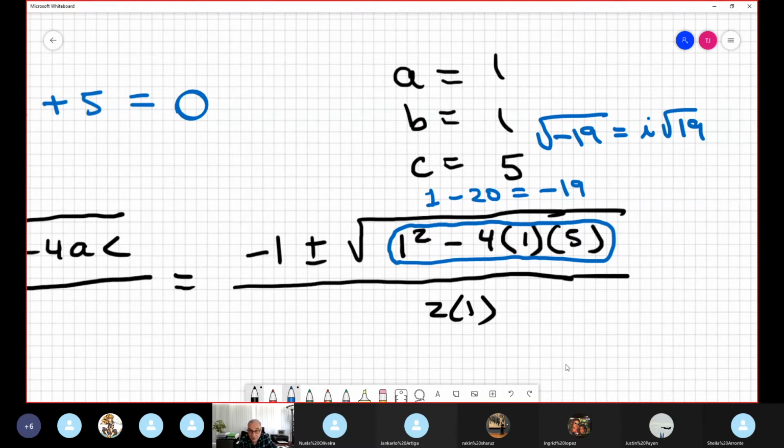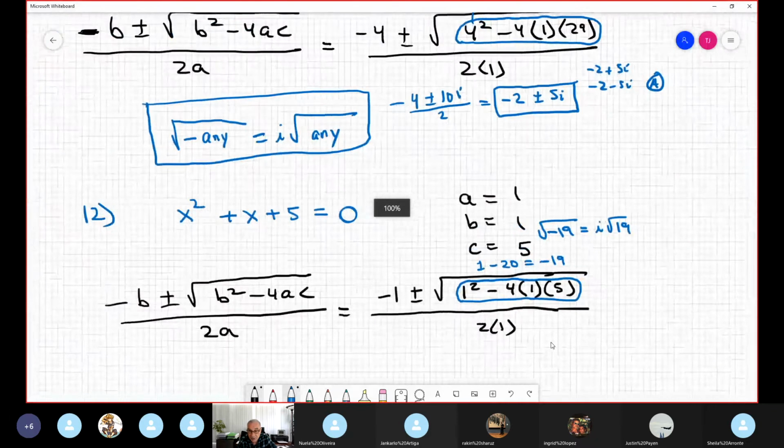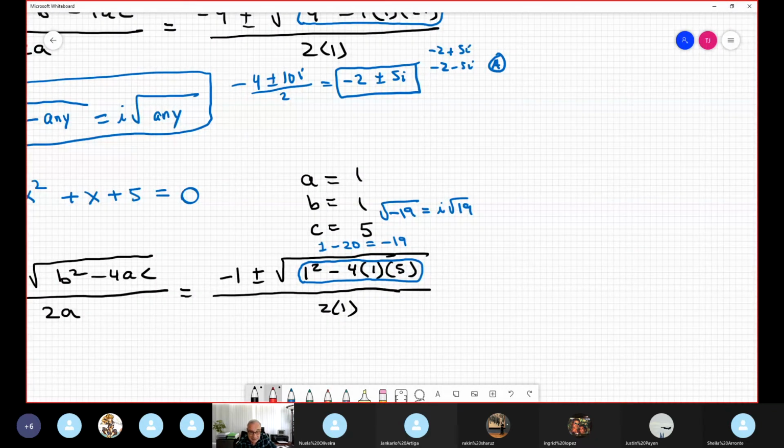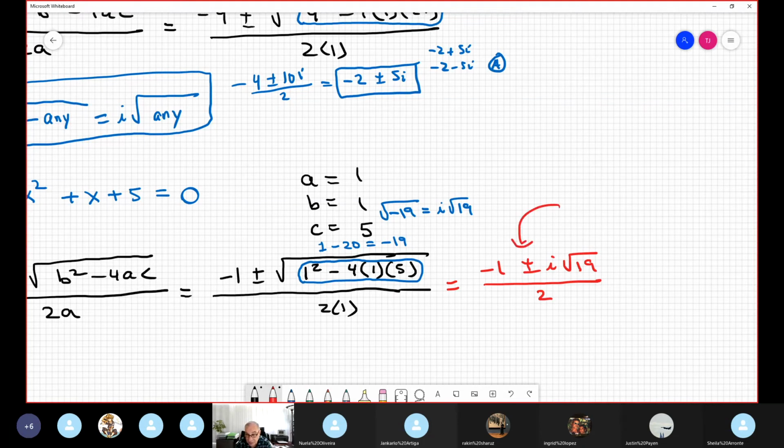Okay, now, what is my final answer? My final answer is the real part. The real part is negative 1 plus or minus I radical 19 divided by 2 times 1, which is 2. In this case, we cannot simplify. Well, we can, but in this case, it's a complex solution.